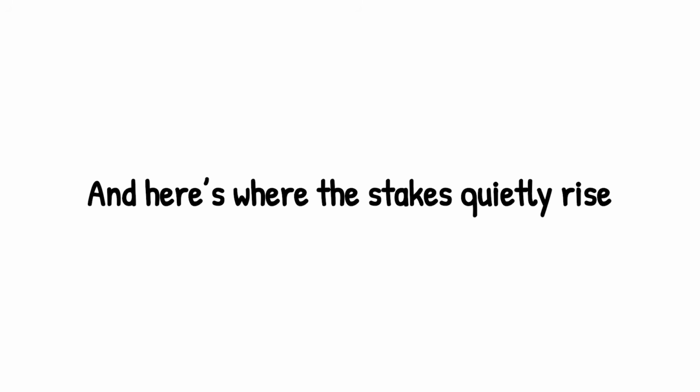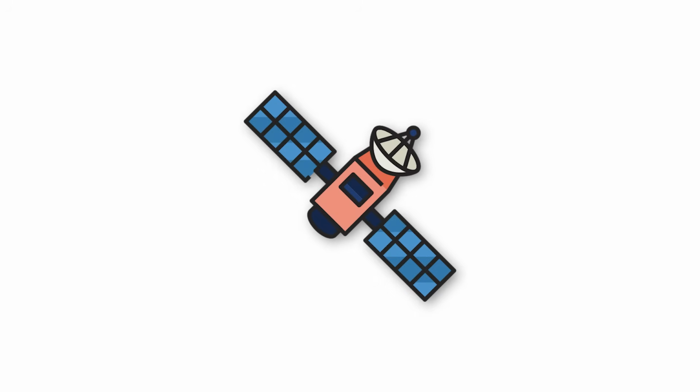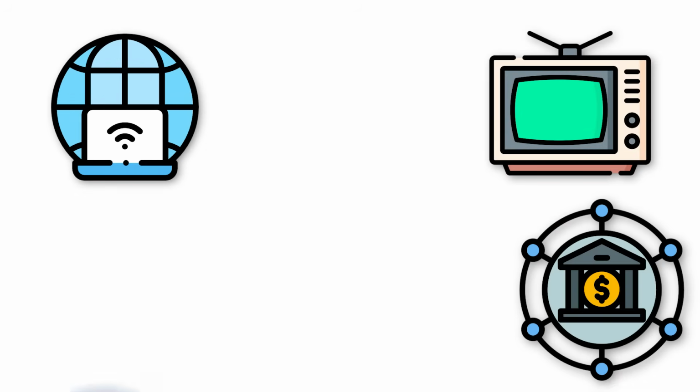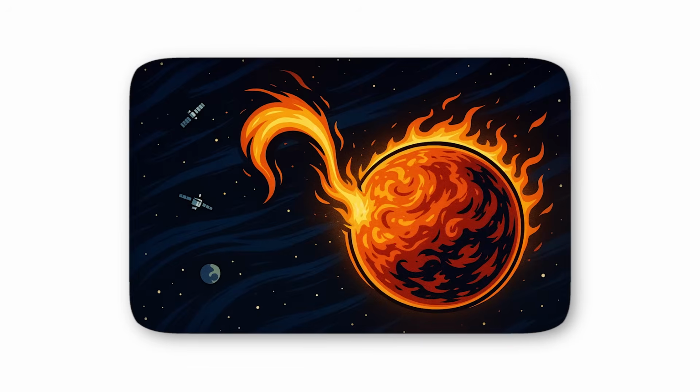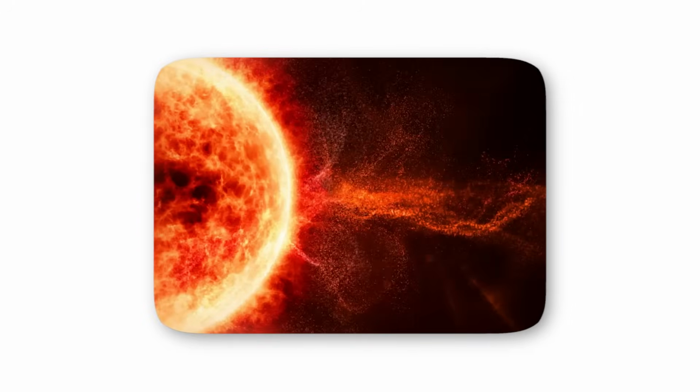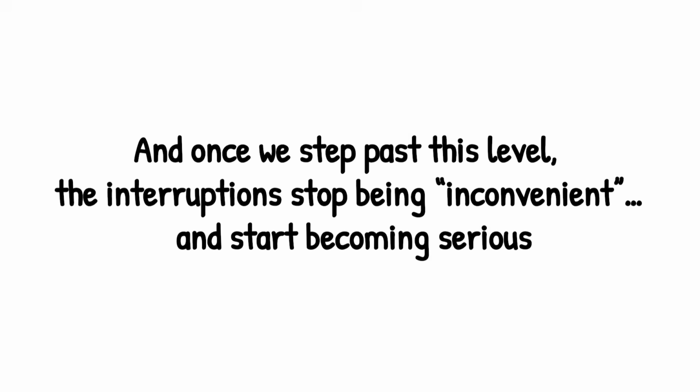And here's where the stakes quietly rise. Satellites run almost everything in modern life. Banking systems, internet, TV, navigation, even global defense networks. So when a moderate flare starts rattling them, it's like hearing the creak of a door before a storm blows it wide open. C-class flares may not dominate the headlines, but they are the gateway to the sun's more violent moods. And once we step past this level, the interruptions stop being inconvenient and start becoming serious.